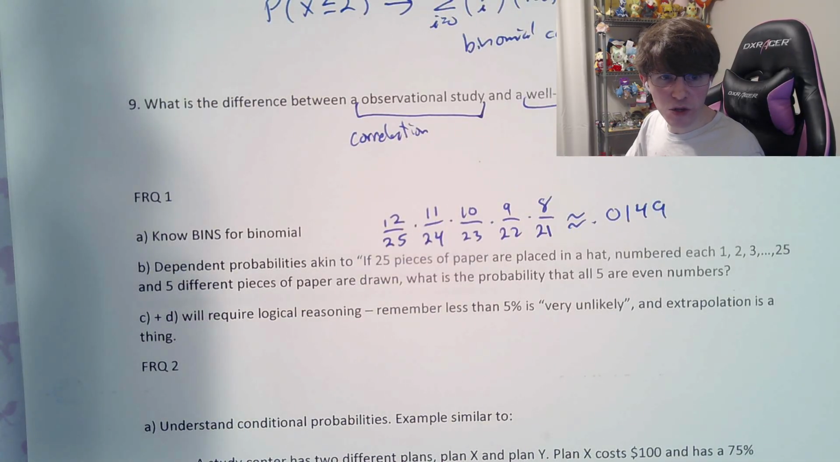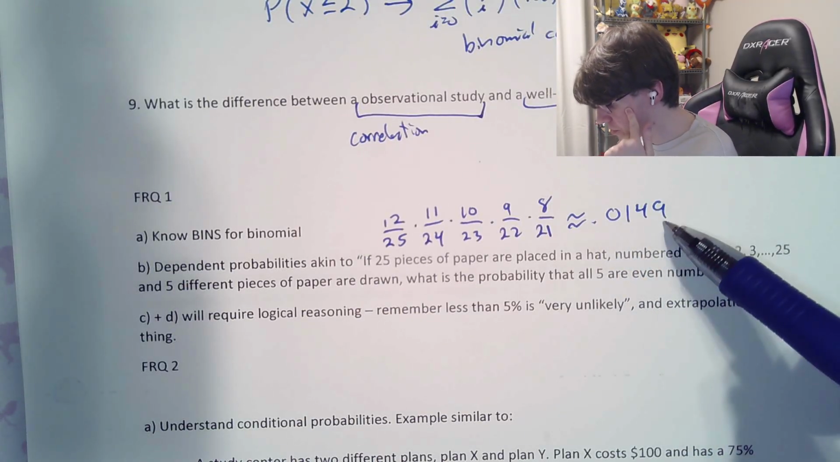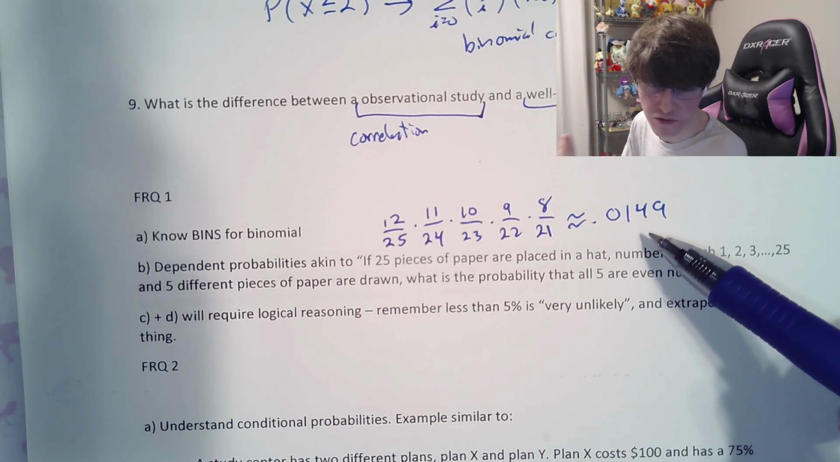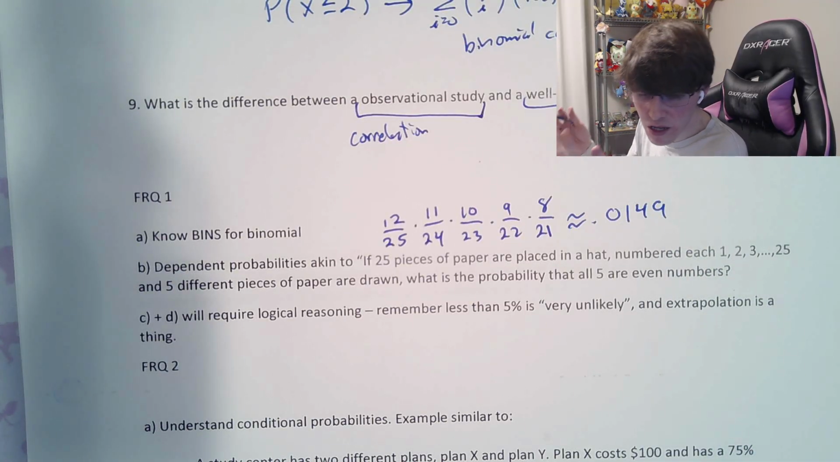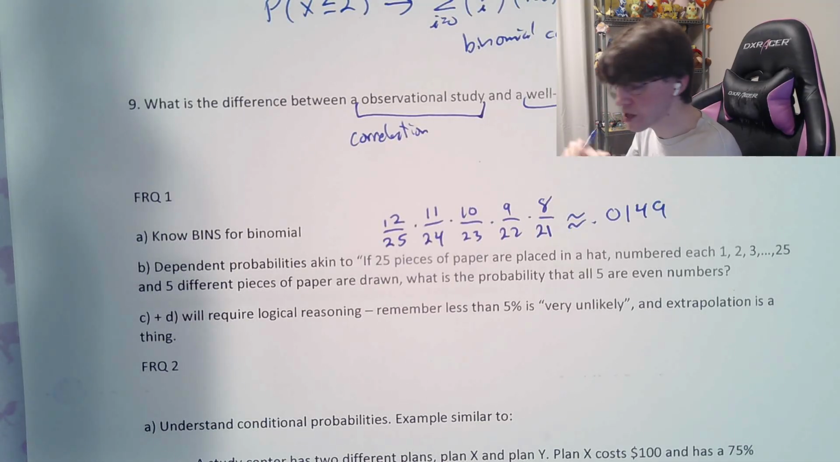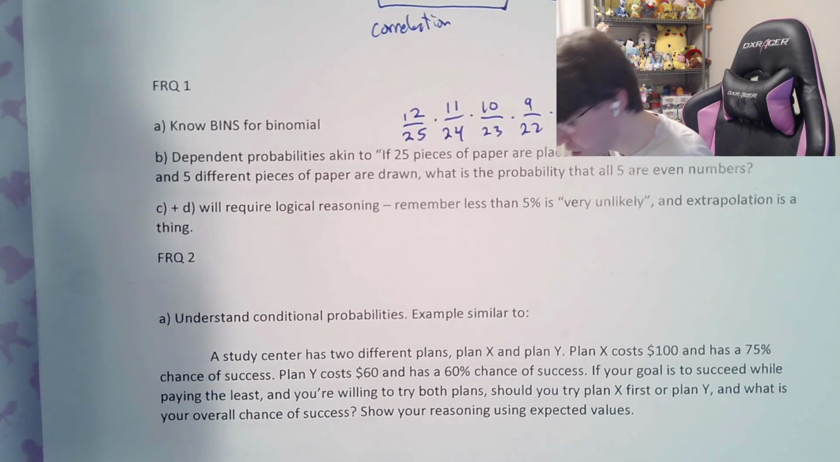C and D would require logical thinking. Remember, less than 5% is very unlikely, and extrapolation is a thing. That's kind of what this free response is going to be like. Because I got a result that is less than 5%, I can say that it's very unlikely, and it's probably not the case. If it was a number bigger than 5%, like 6%, it's unlikely, but not so unlikely that it's never going to happen. And extrapolation is a thing. Extrapolating really means that you take one part of a population and use that to describe the rest of it. All right.